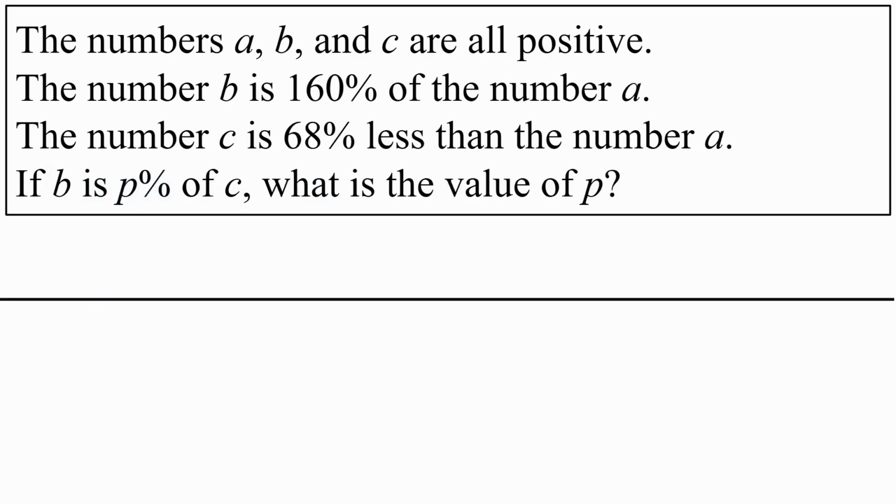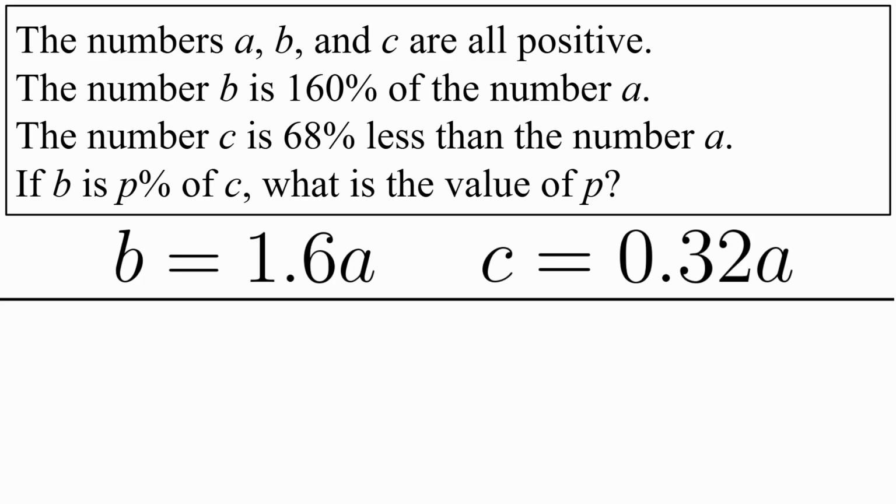Okay, pause this video and write this question down. See if you can translate the two sentences to the equations we're about to put on the screen. So that second sentence says B is 160% of the number A. Well, 160 divided by 100 is 1.6. So that's B equals 1.6A. The other one is 68% less. So 1 minus 68 over 100, that's 0.32. So this would be C equals 0.32A.